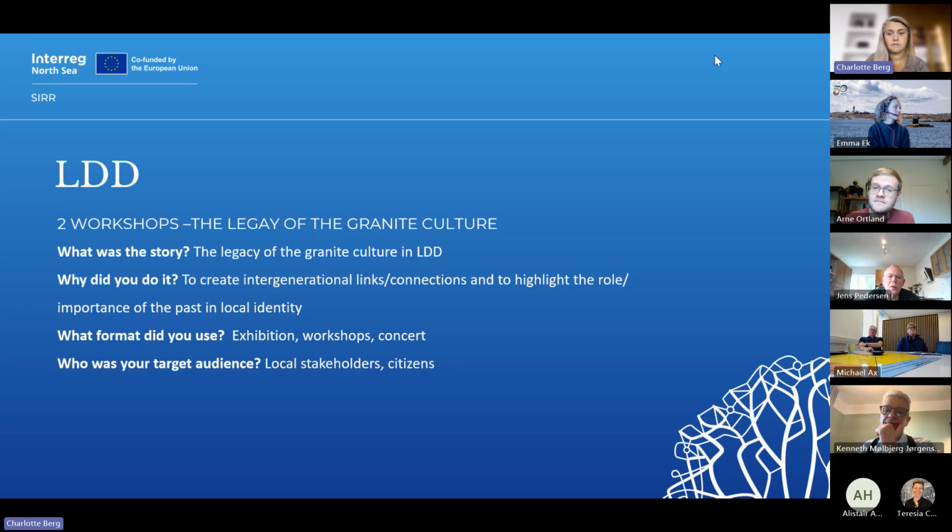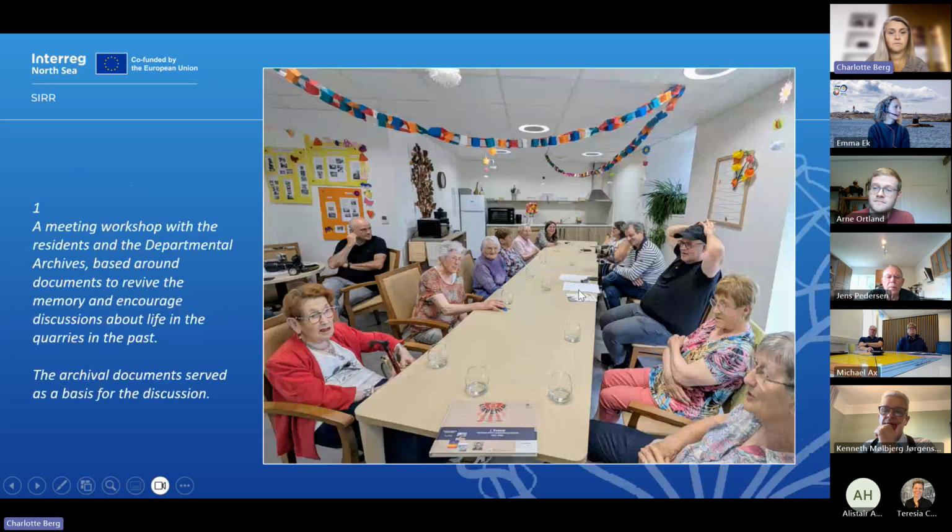So the first example was this super lovely picture where they had a meeting and a workshop with the residents and departmental archives based around documents to revive the memory and encourage discussions about life in the quarries in the past, which is also a good way of using documents that you have. I think we all have them stored, but they are very much just laying there.